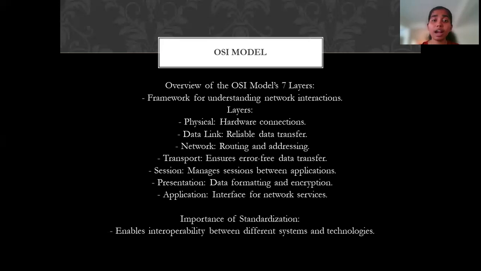The physical layer covers the hardware connection. The data link layer is for reliable data transfer. The network layer is used for routing and addressing. Transport ensures error-free data transfer. Session manages sessions between applications. Presentation handles data formatting and encryption. The application layer is the interface for network services. On the importance of standardization, it helps interoperability between different systems and technologies.